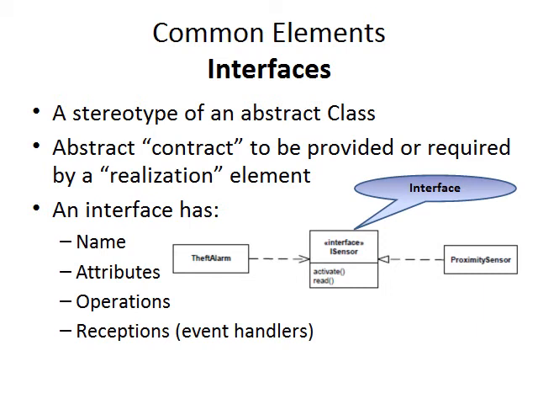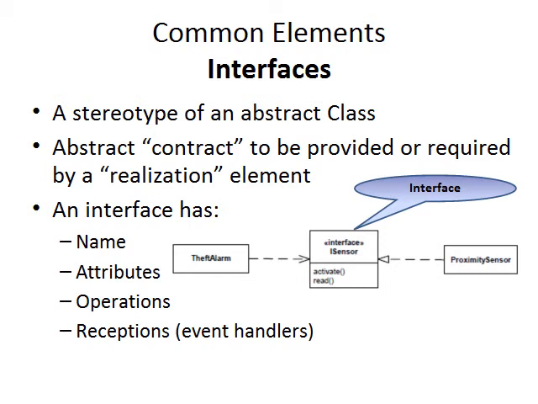So on the right-hand side, you can see there's a proximity sensor in the example given. The proximity sensor has an iSensor interface, and the triangle at the end of the dotted line there indicates that proximity sensor realizes the iSensor interface. So in other words, it's providing an interface to users.